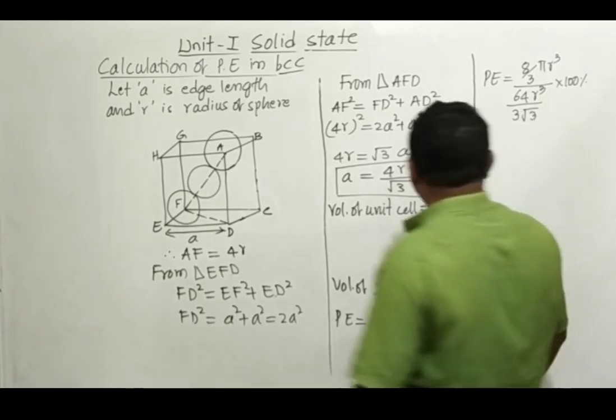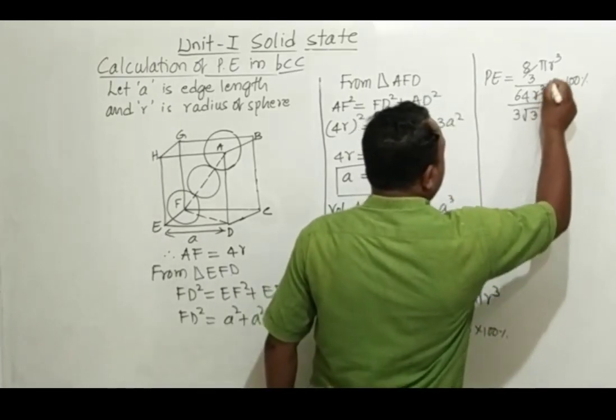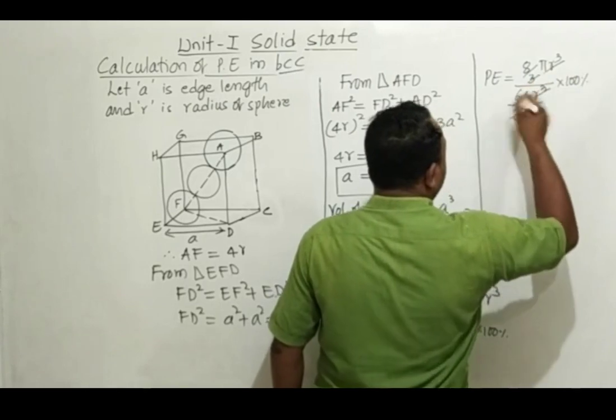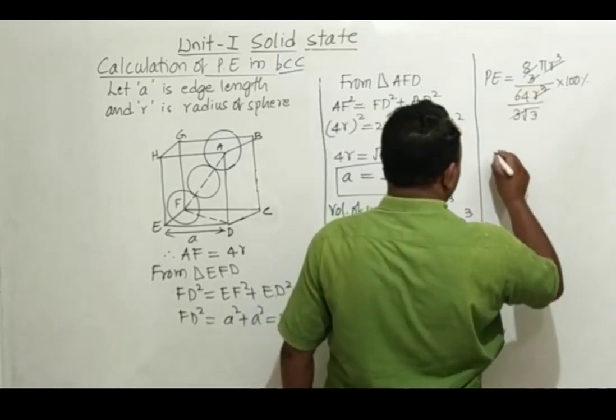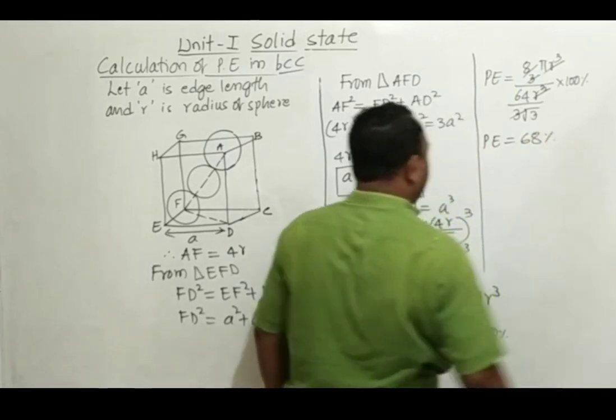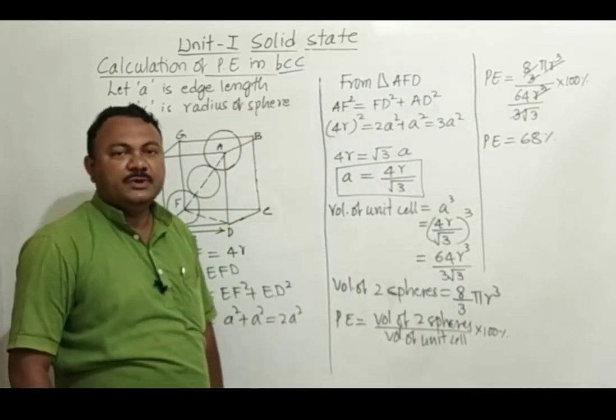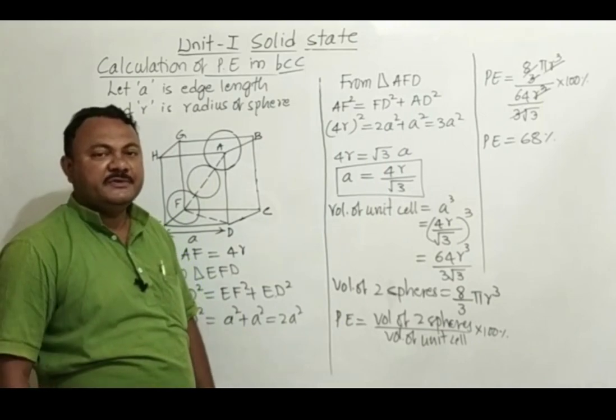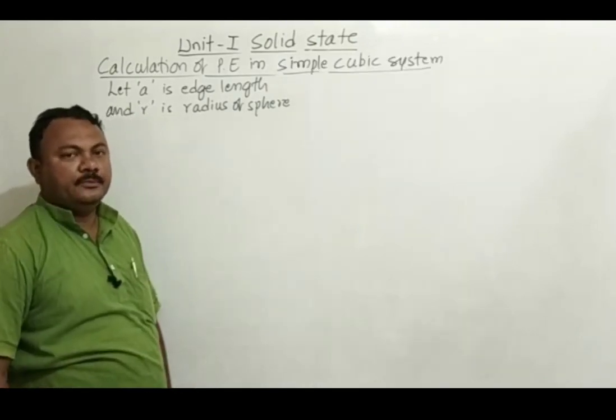Okay. Now check. I can cancel R cube with the R cube, 3 with the 3. Simplify the remaining values. You get the packing efficiency in BCC 68% after simplification. So this is all about the packing efficiency in BCC.